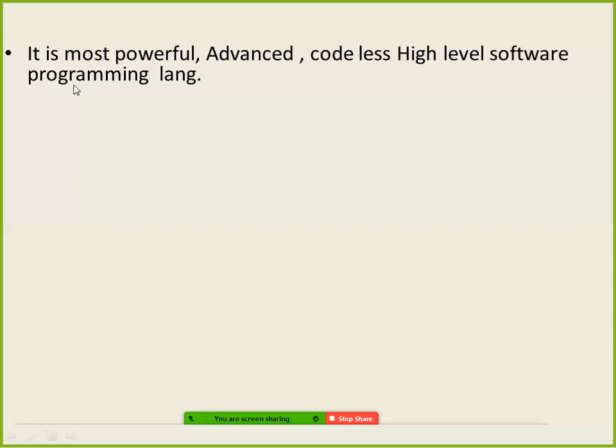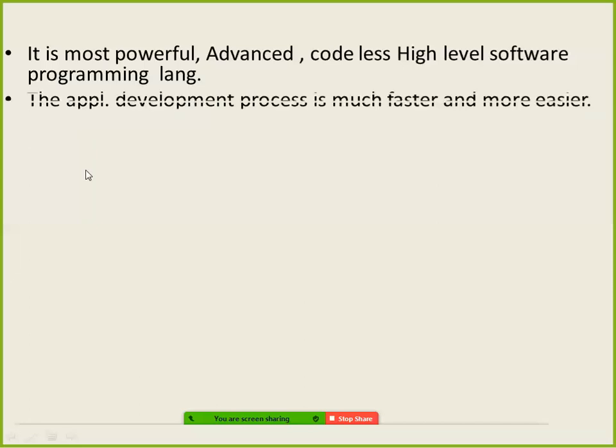Python is the most powerful, advanced, codeless, high-level programming language. Now you are very clear what is high-level programming language. C, Java, .NET, Python, all are high-level programming languages only. So the application development process is much easier and faster.